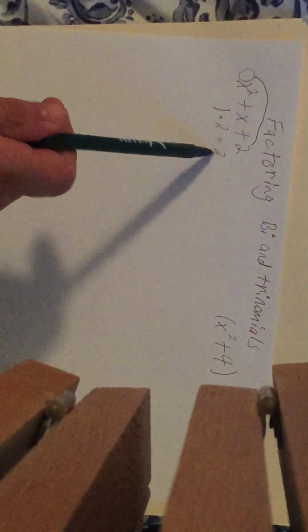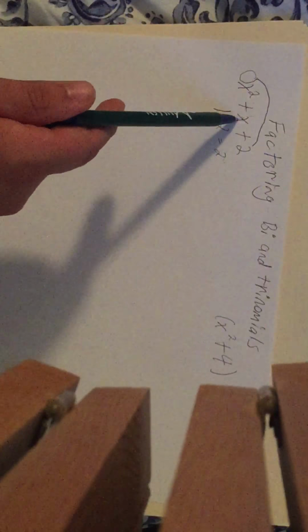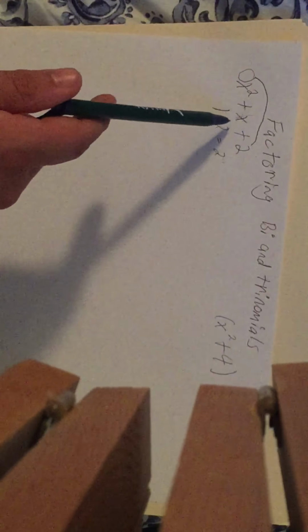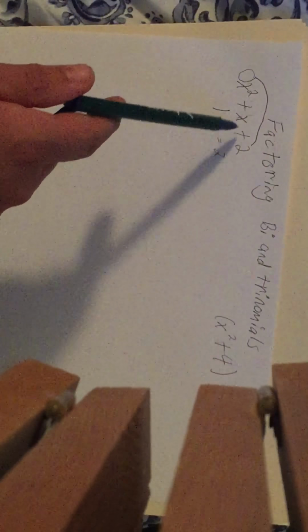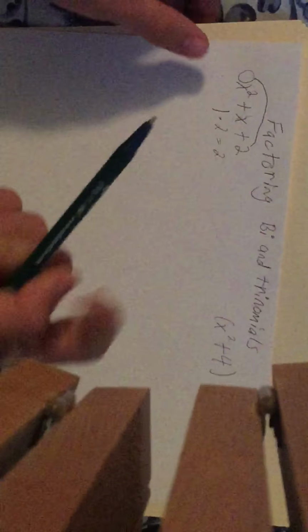And then what you want to do with this 2 is you want to find two numbers that add to get the 2, but multiply to get this term, which in this case is a 1 right in front of this x. So, what two numbers add to get 2, but multiply to get 1? That's just 1 and 1. So, you know that your two magic numbers are 1 and 1.